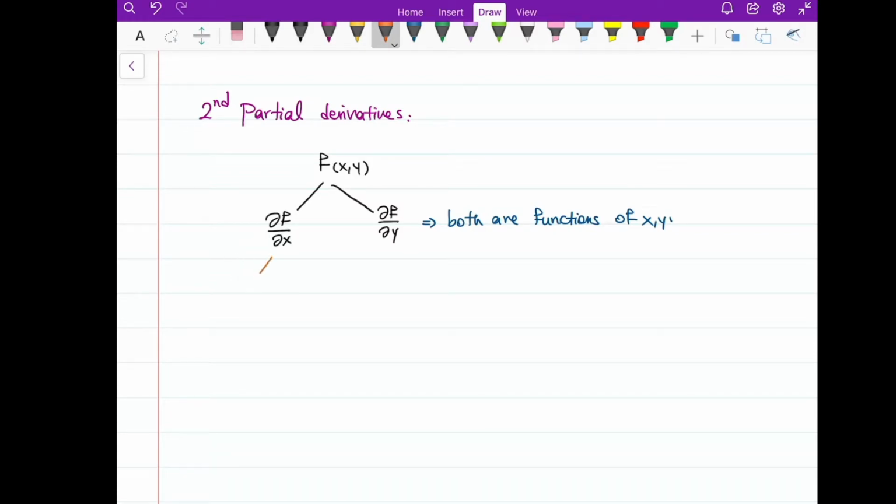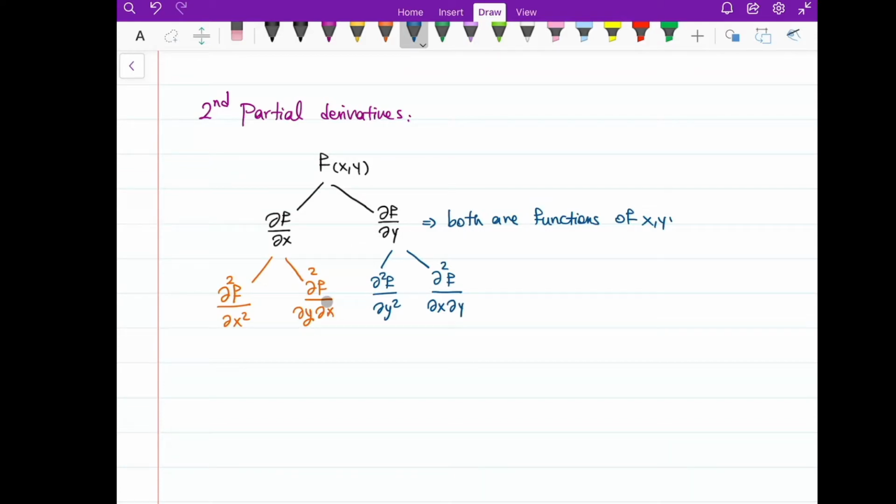So I take the derivative of that with respect to x, and I'm going to show this by this notation, the second partial derivative of f with respect to x, or I can differentiate this with respect to y. The same is true here. I can differentiate this function. This is a function of x and y. I can differentiate this with respect to y, or I can differentiate this with respect to x.